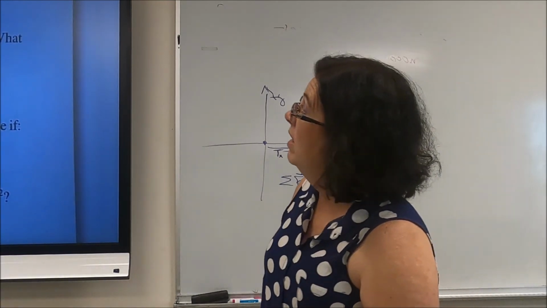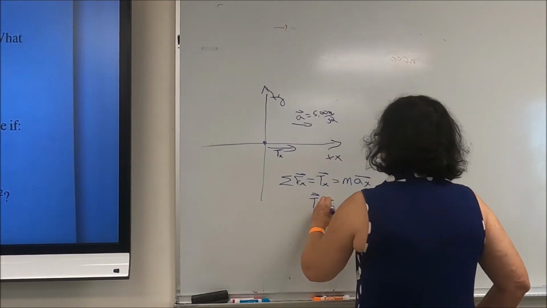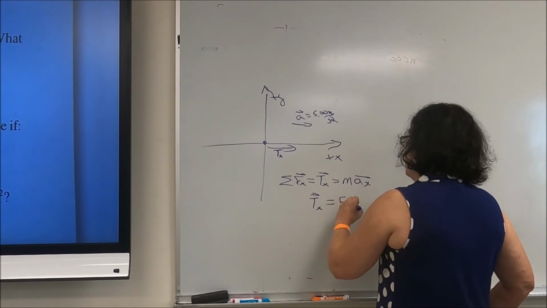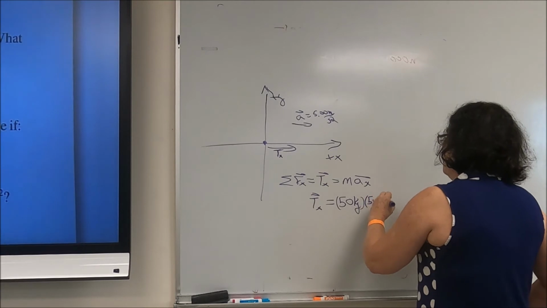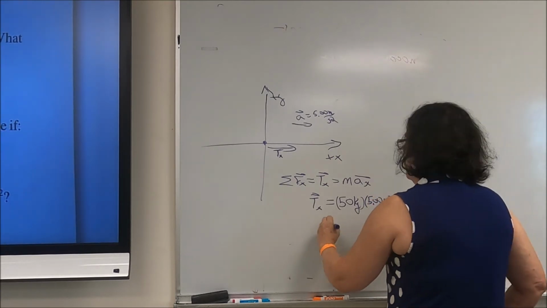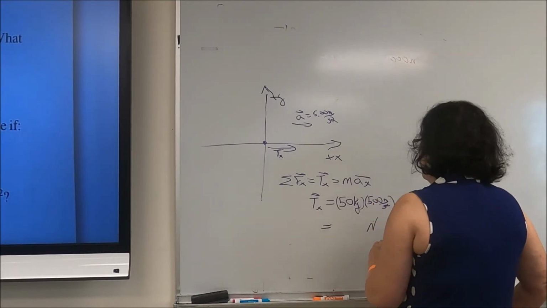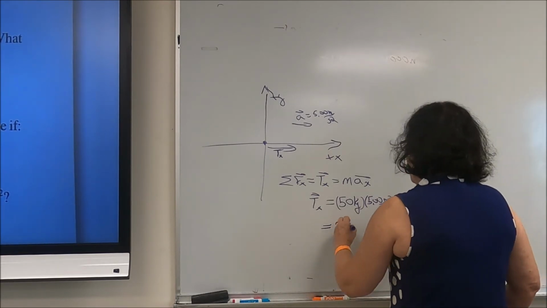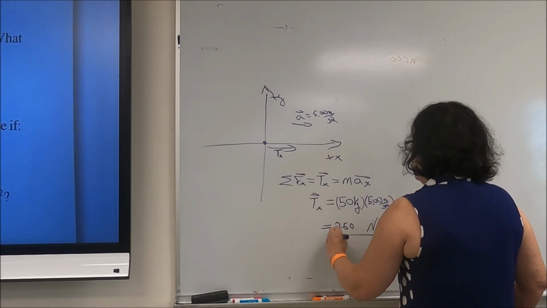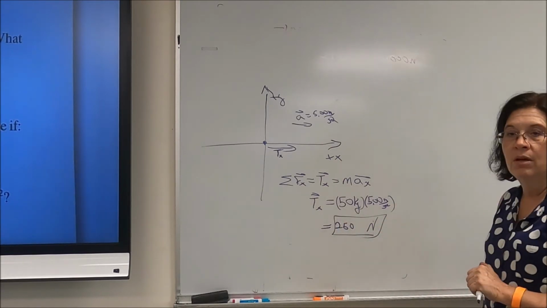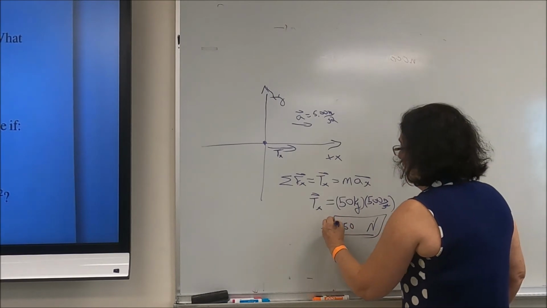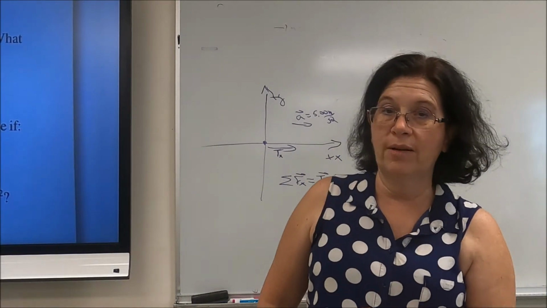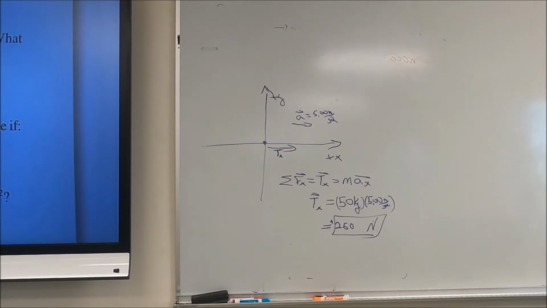Now, it told us in the problem that it was a 50 kilogram box. So Tx is going to equal 50 kilograms times the acceleration of 5 meters per second squared. So we're going to end up with a force of newtons. 5 times 5 is 25, so that's 250 newtons. I can do that without a calculator. Okay, and it's in the plus x direction the way I have it drawn. So that's not too bad, right? We can handle that.